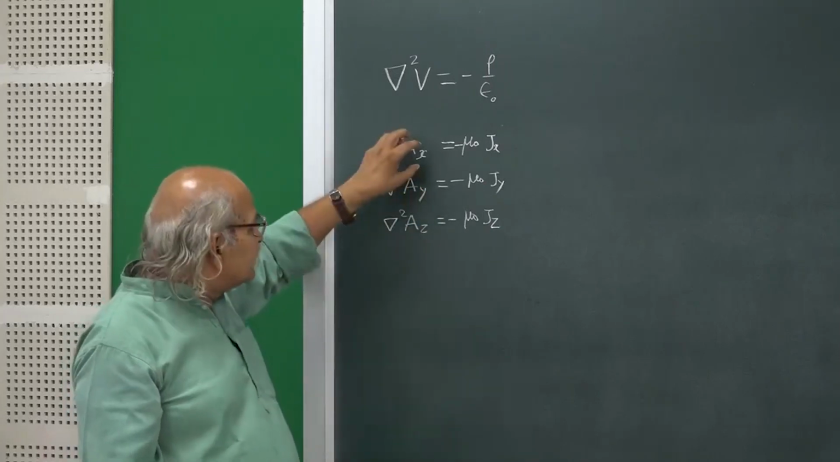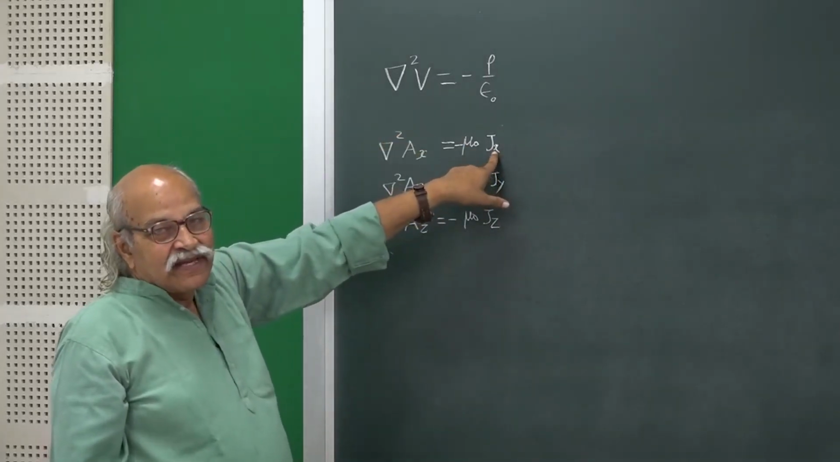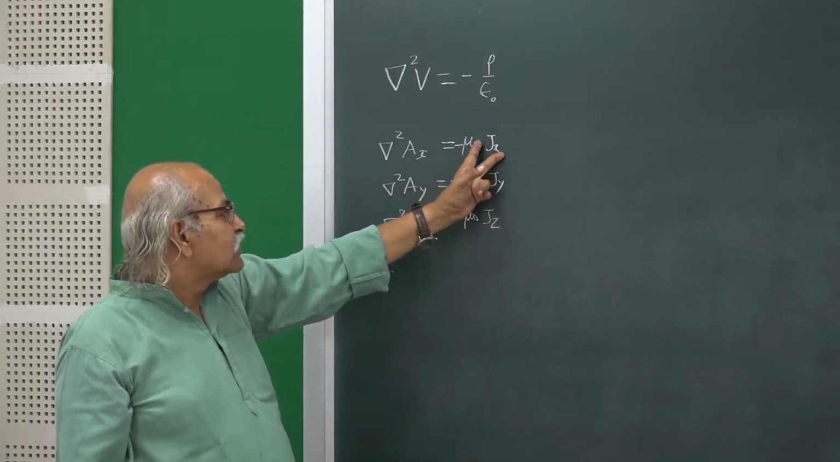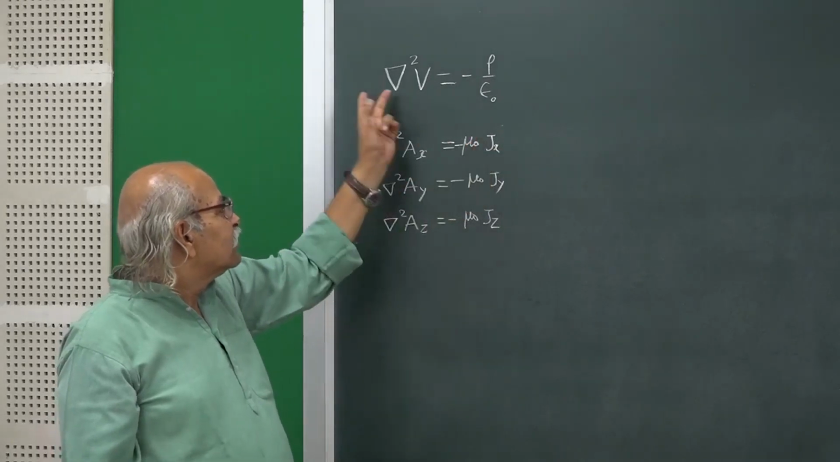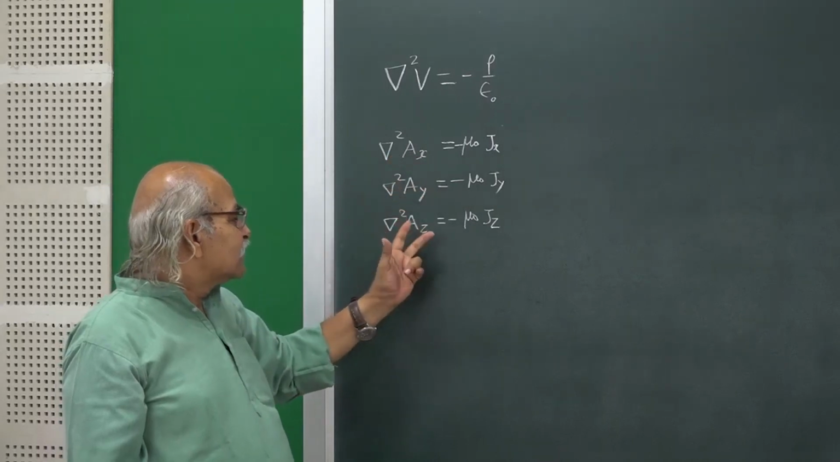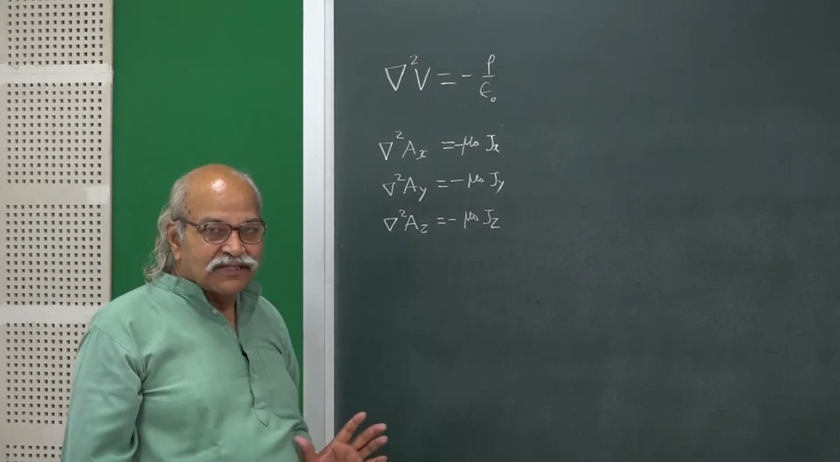So, to get this Ax from given current density x component, you assume that this is a charge density, write the electrical potential, and then that same expression gives you Ax. Similarly, for Ay, Az, and you get the complete magnetic vector potential.